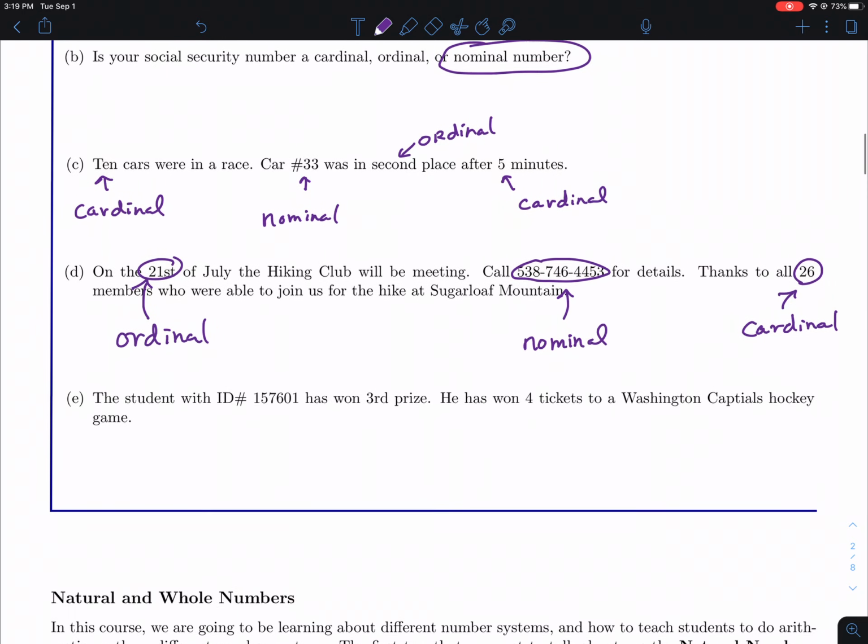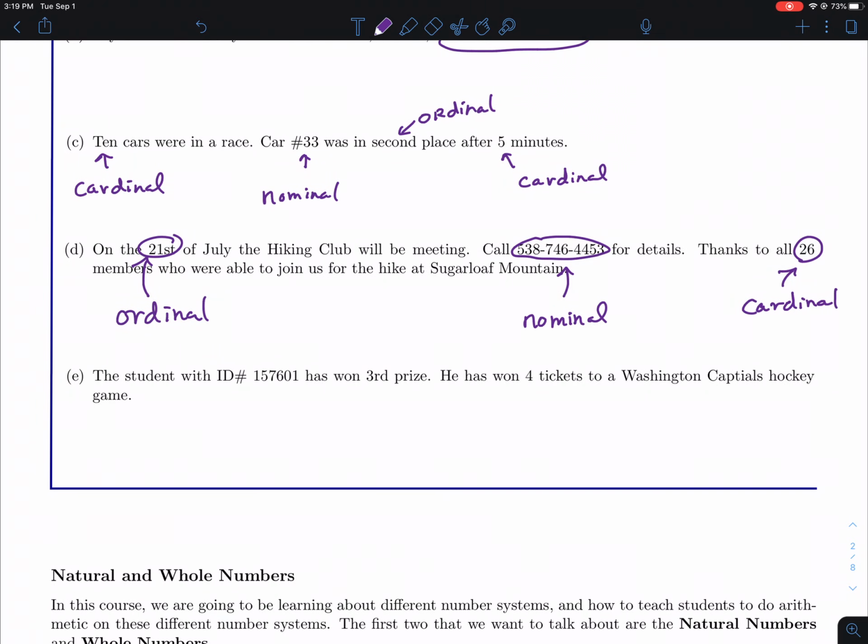All right. So finally, we've got student ID 157601 has won third place. He has won 4 tickets to a Washington Capitals hockey game. So in this case, our identification number IDs us, so that's going to be our nominal number. Third prize, again, tells us that there's an order to it, so this is going to be our ordinal number. And then how many tickets we've won, since we can count them, is going to be a cardinal number.